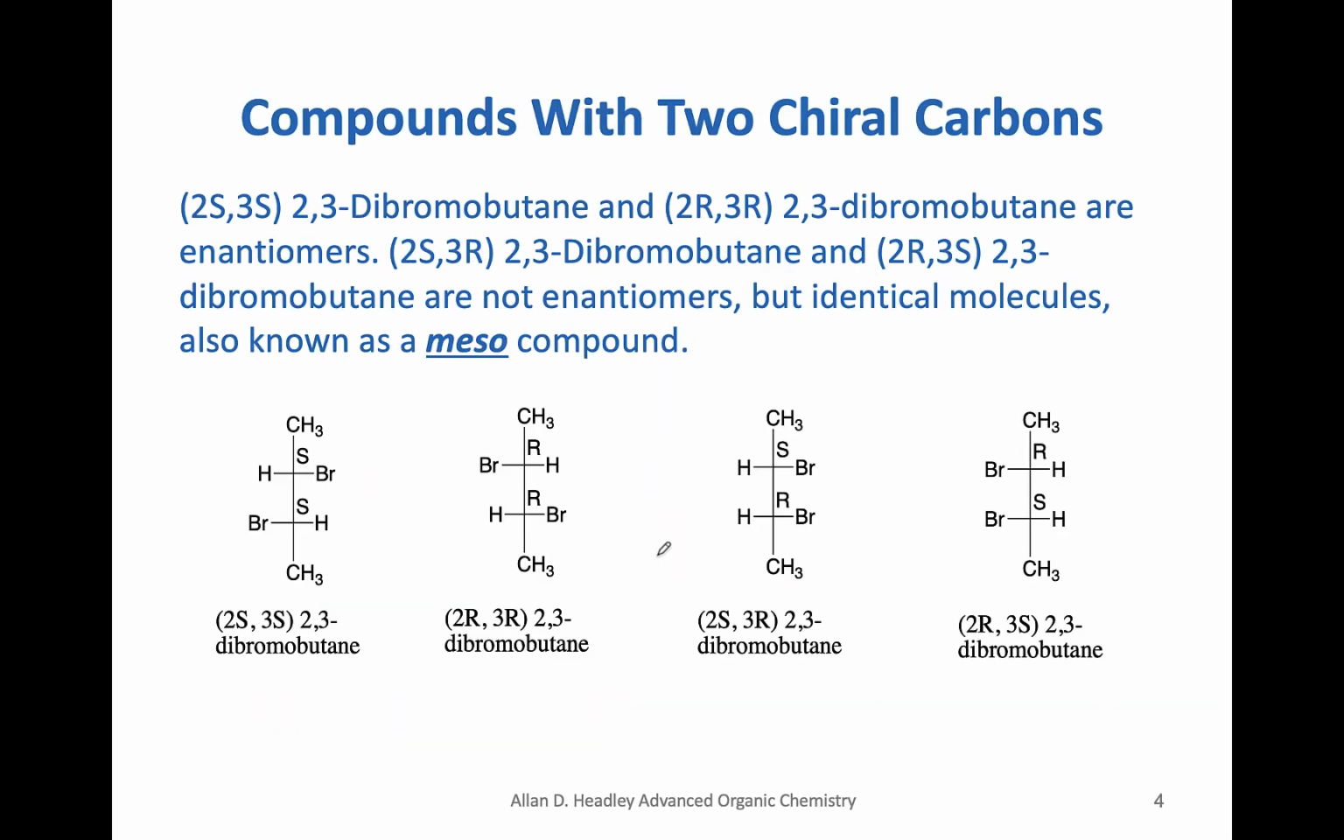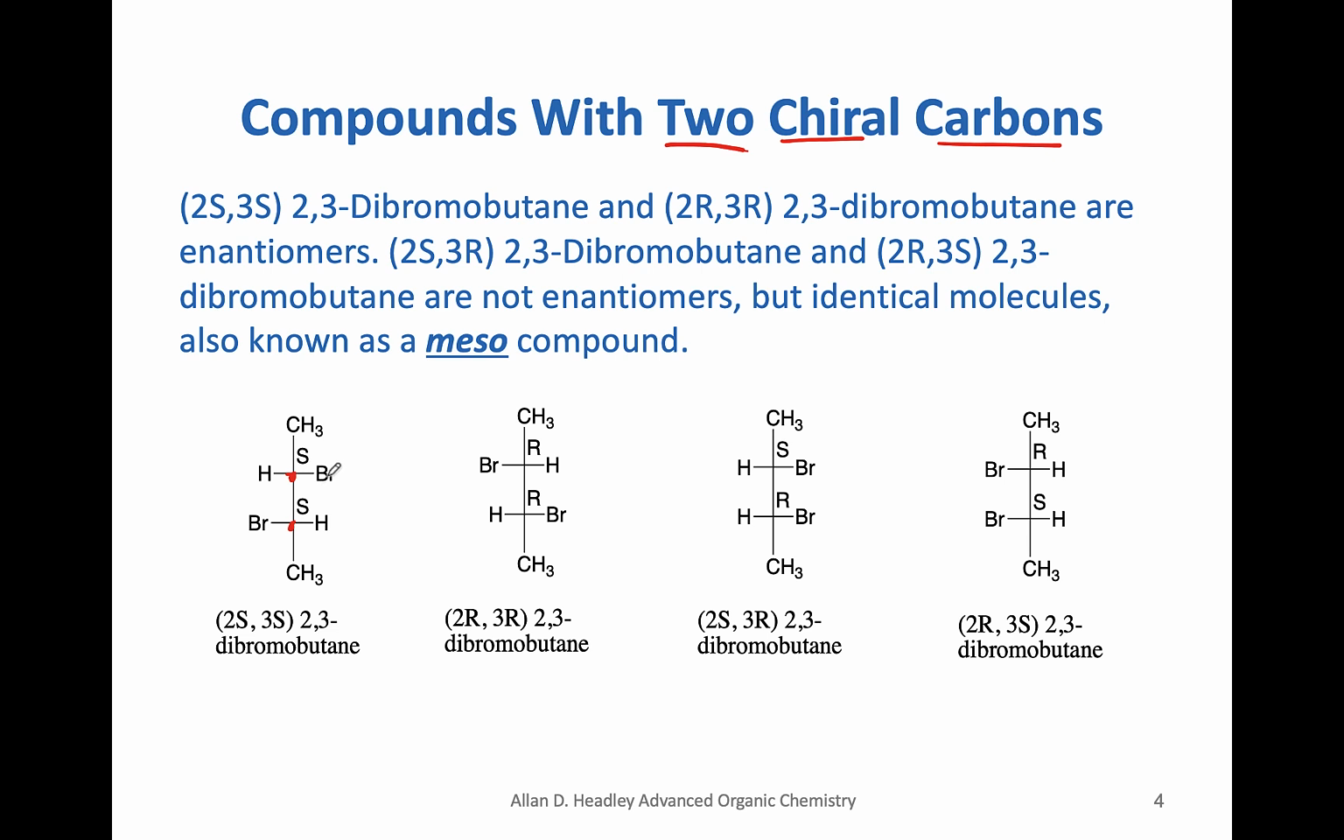Let us start by looking at these compounds here. These are compounds with 2 chiral carbons. So here are the chiral carbons. And just to remind you, a chiral carbon is a carbon that has 4 different groups bonded to that carbon. We can assign R and S based on the priority assignment.